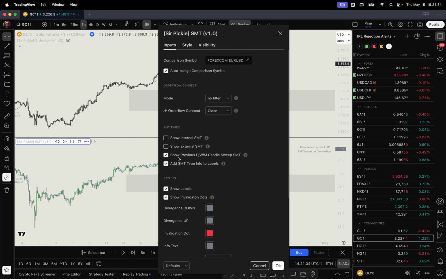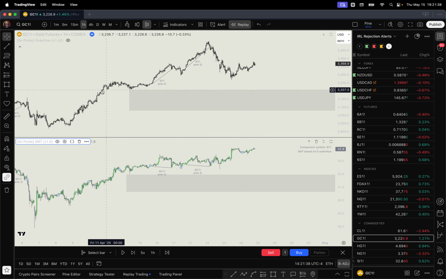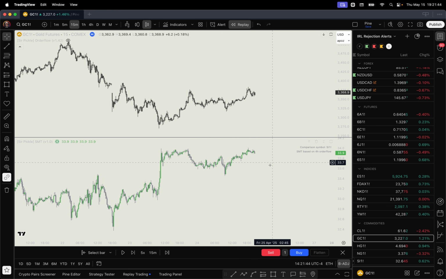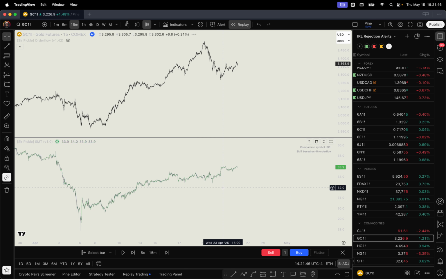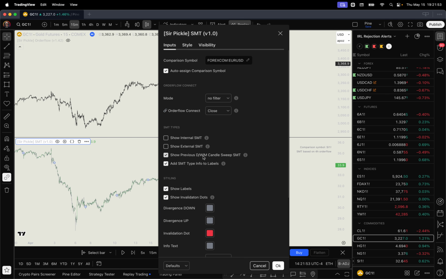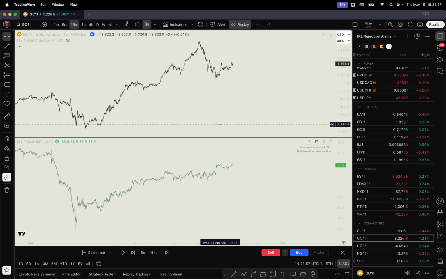So previous daily, monthly, weekly candle, again, shown on this time frame. If I go to 15-minute, I will also remove the drawing quickly because it's irrelevant now. So if we're on this time frame, we don't see that, because we are now seeing SMT based on 4-hour order flow. But as you can see in the settings, we are only checking daily, weekly, monthly previous candle sweeps because they are higher probability, because they are the ones that dictate where markets often go.